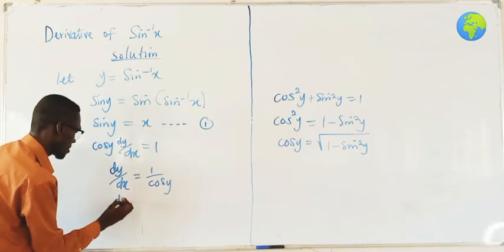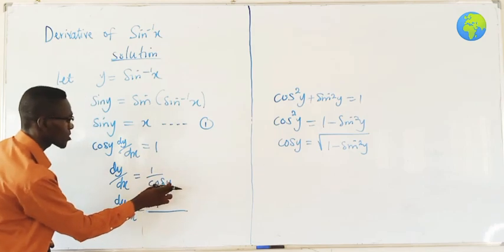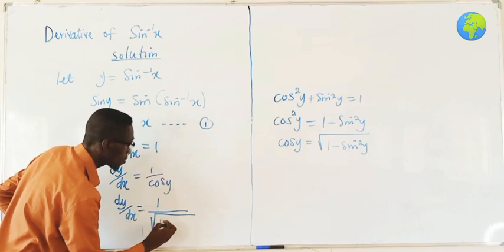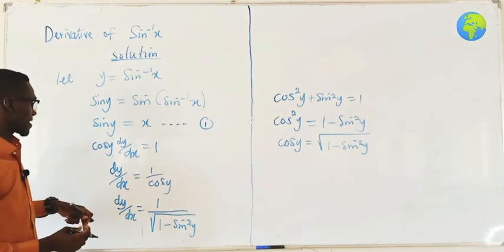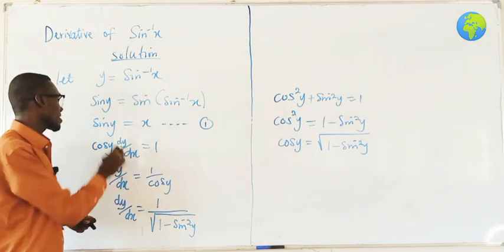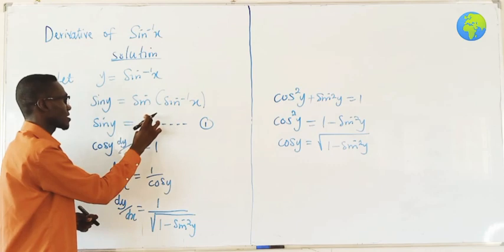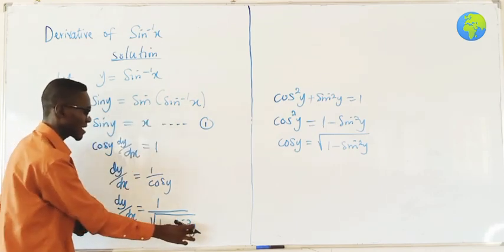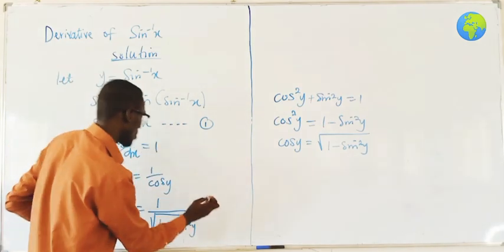So our dy over dx equals 1 over, instead of cos y, remember what I said? You put square root of 1 minus sine square y. We're almost there. Should I say we've arrived, but one more thing is left. Remember what we said about sine y. From our first definition, we said sine y equals x. That means in place of sine y, we can put x. But this time around, it's sine square y. So we'll replace it by x squared, right?